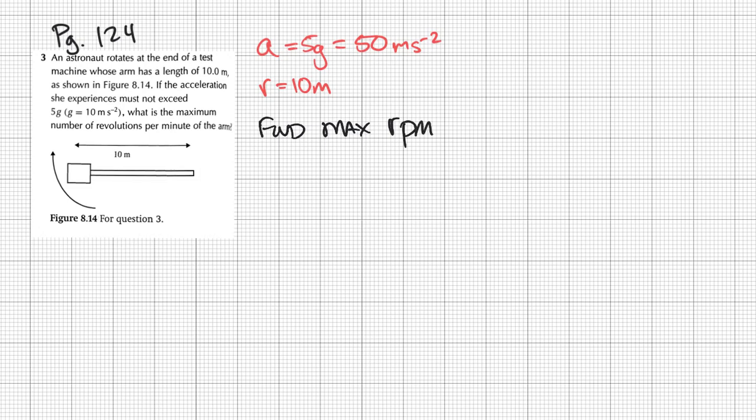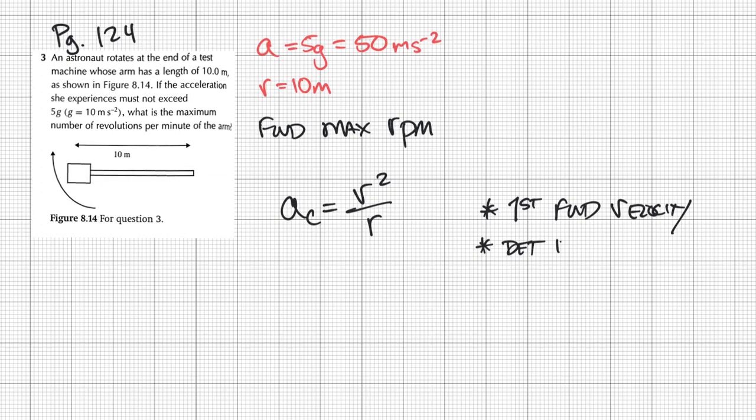Okay, so working through this, I'm going to say, first off, acceleration equals v squared over r. So the thought process I'm going to go through is I'm going to first find velocity. And then I'm going to determine the number of revolutions per minute based off of the velocity.